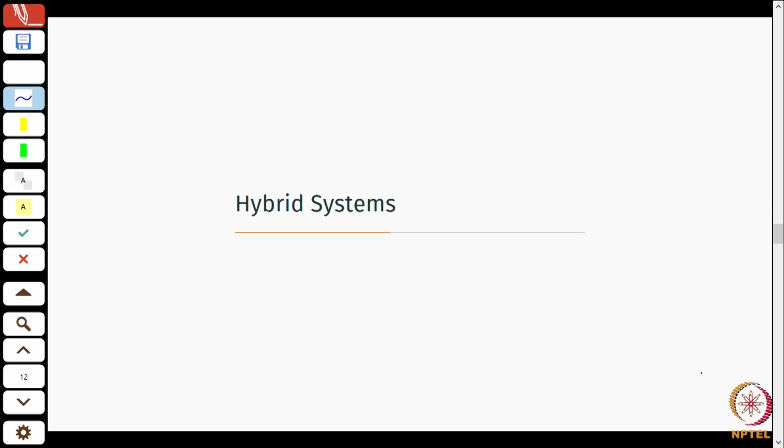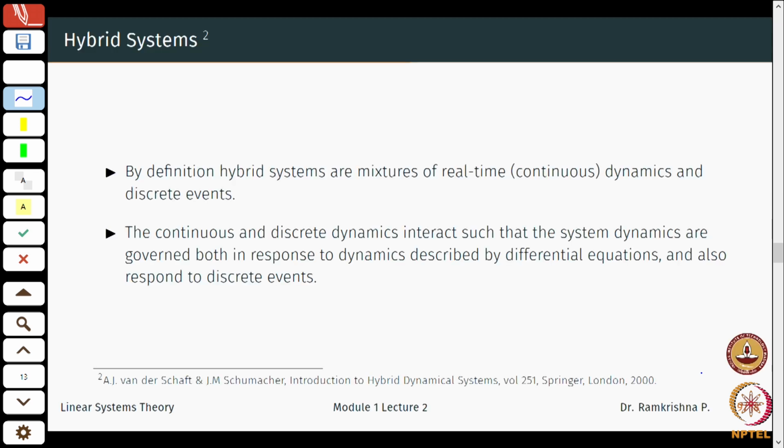Okay. So, another interesting class of systems are what we call hybrid systems, and as the name itself suggests, these are a mixture of some kind of continuous time dynamics and discrete events. Okay. So what are continuous time dynamics? So far we learned there could be x dot equal to Ax. In the discrete case, you will have x k plus 1 equal to A x k. You can have in the nonlinear case x dot equal to f of x and so on.